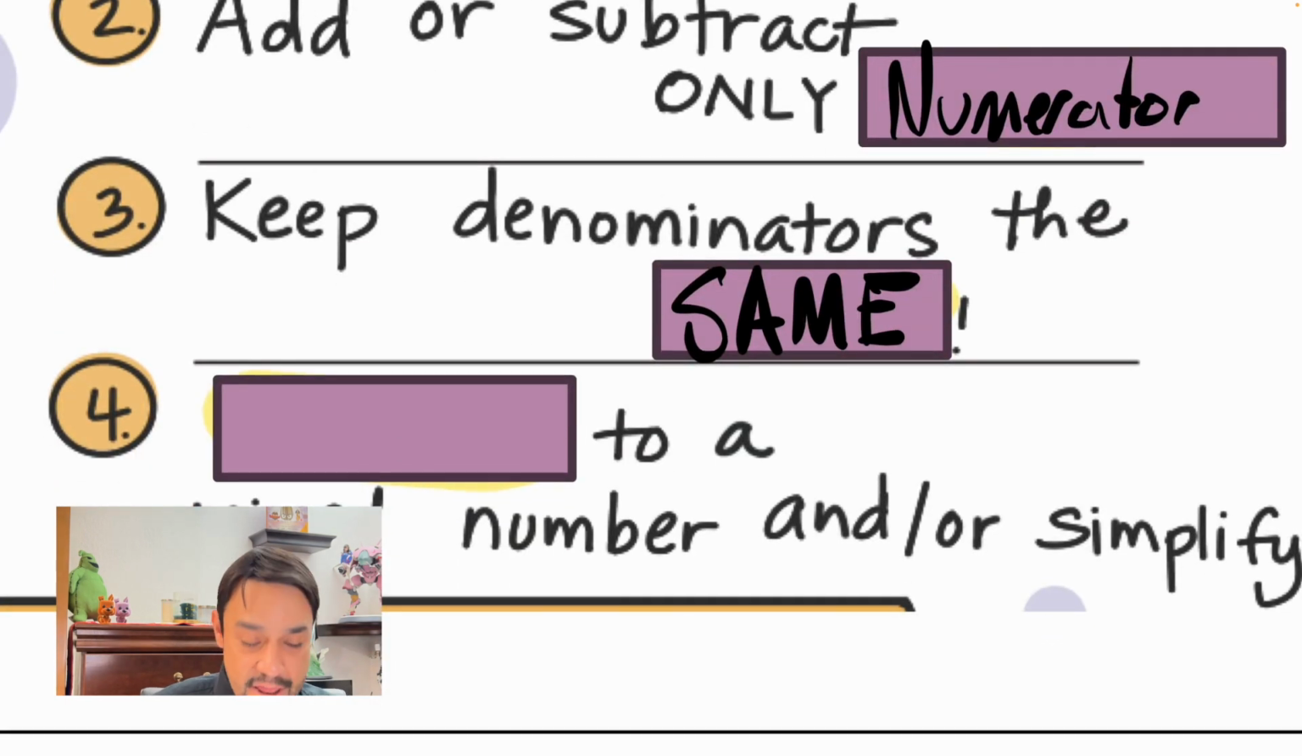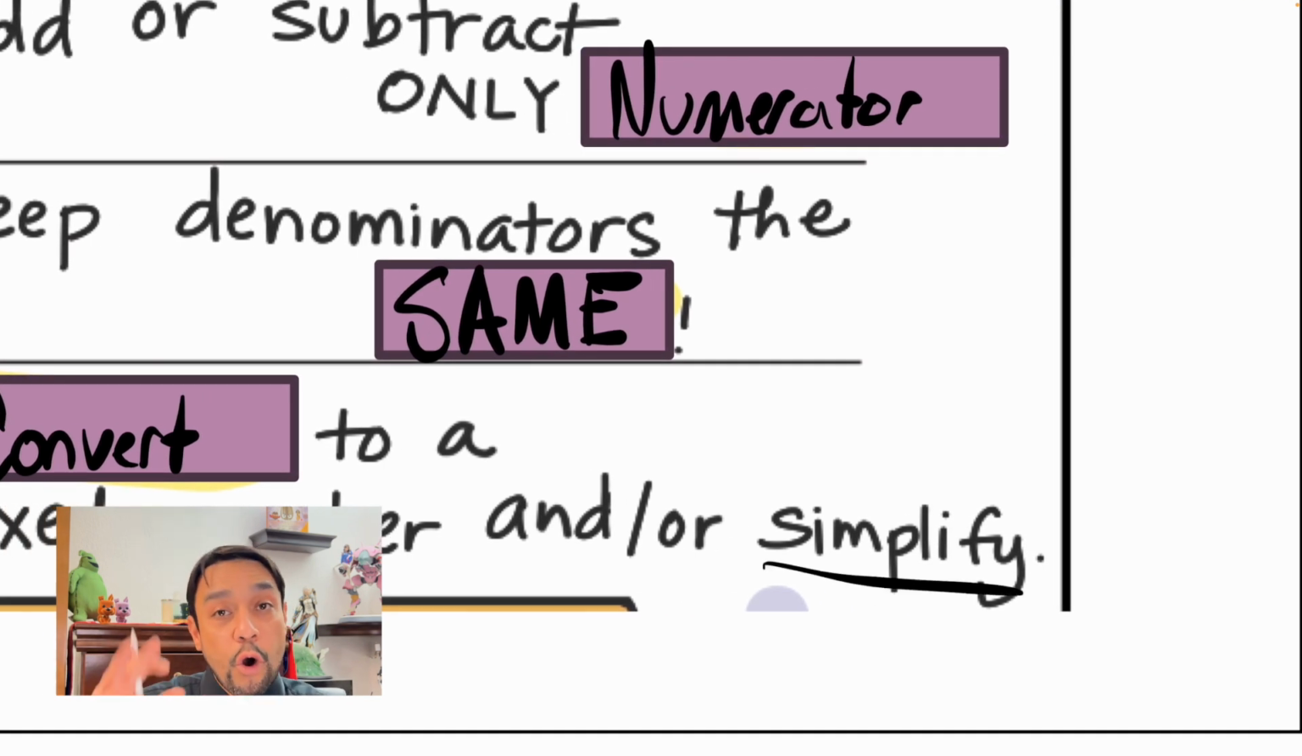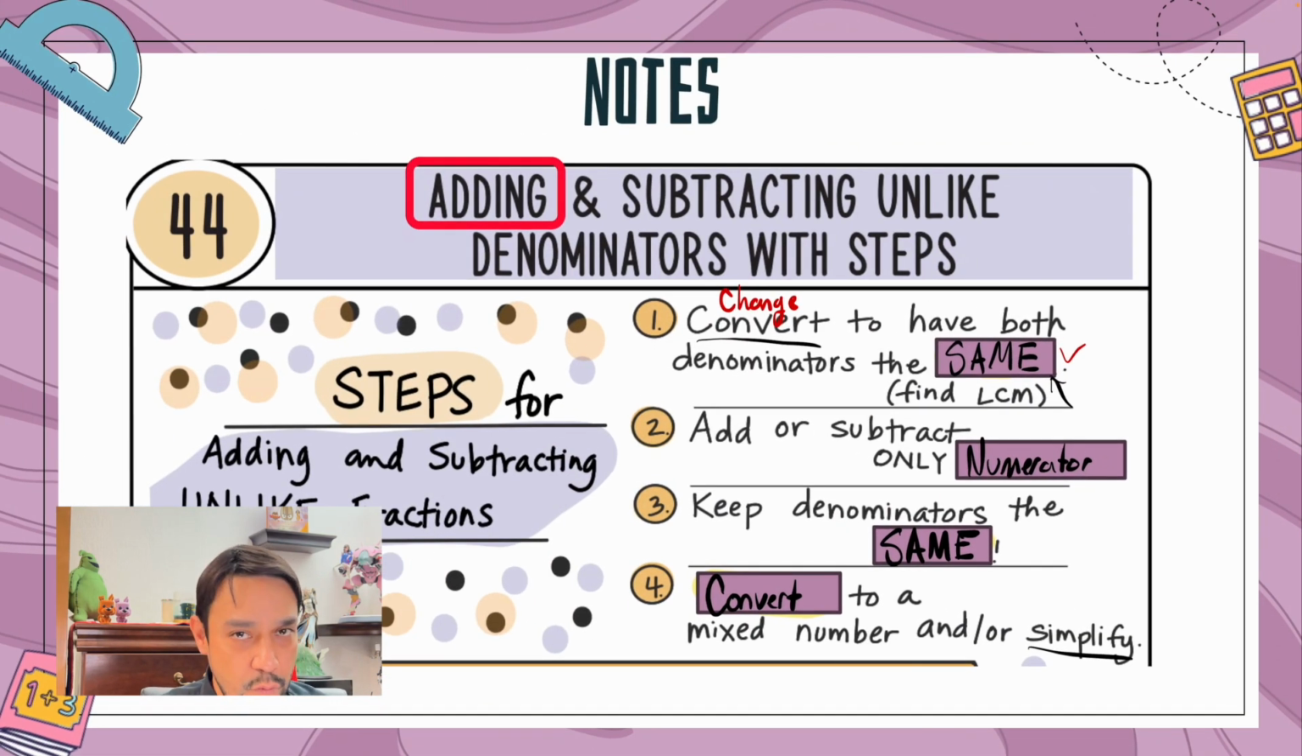Righty. Then our last step is to convert to a mixed number or simplify. All that really means is if we get an improper fraction, then we're going to have to put that into a mixed number. Or if we get really big numbers in our fractions, we're just going to simplify them or make them more simple with smaller numbers. Easy peasy, lemon squeezy. So let's look right into this.